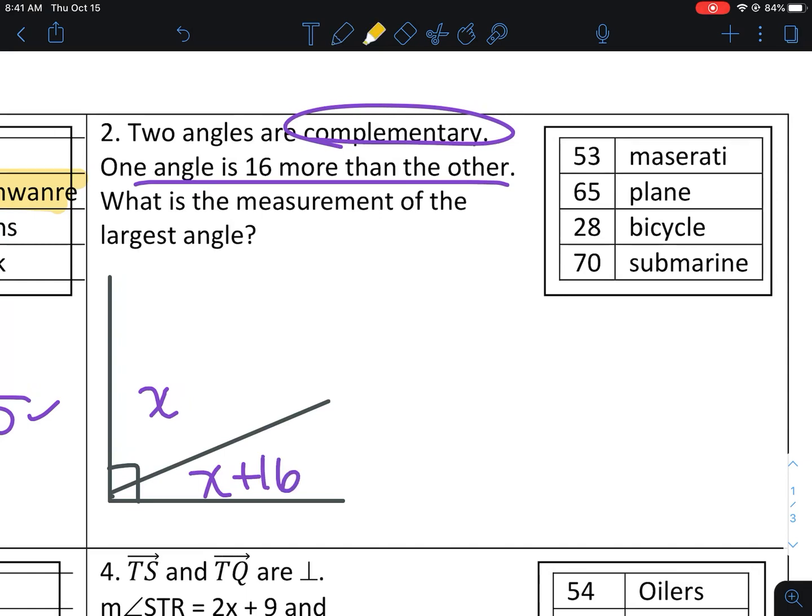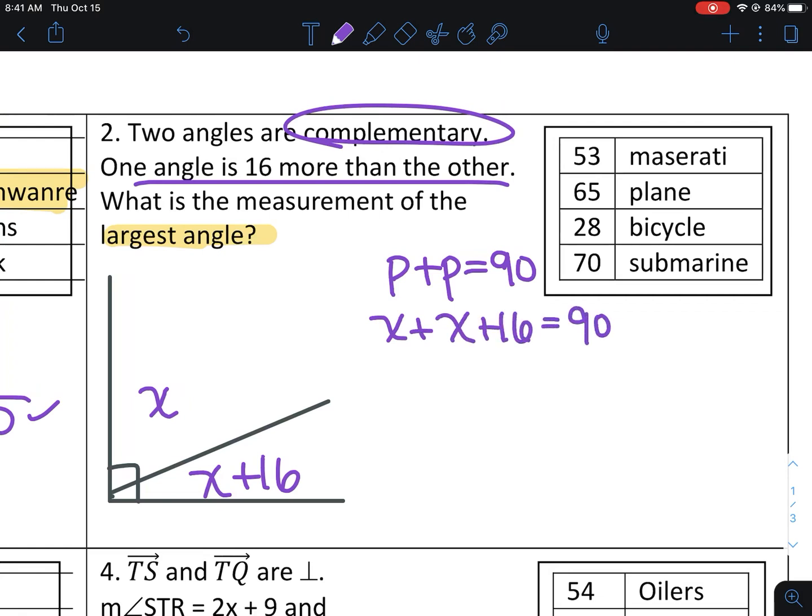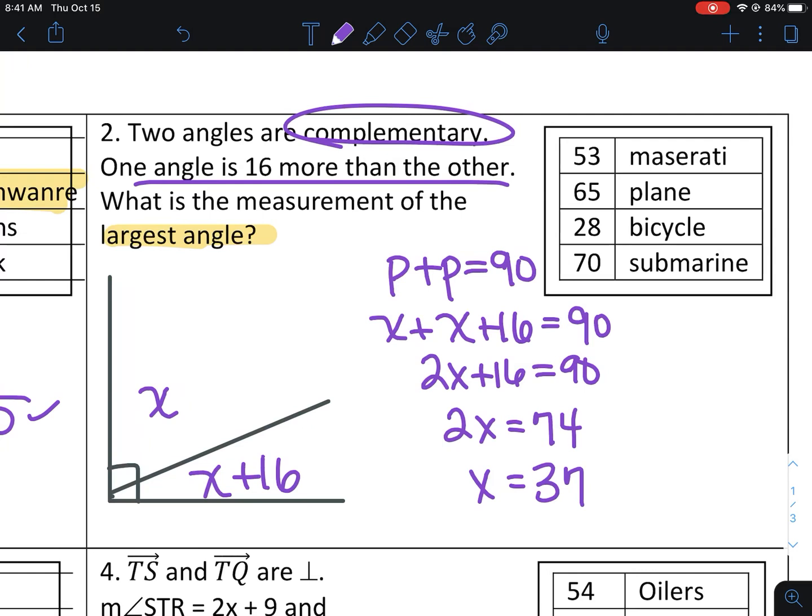All right, now this one also asks for the measurement of the largest angle. So same thing, part plus part equals 90, because again, this is complementary. And then just write your equation, and you can use NSolve to figure out x, or you can solve it by hand like I'm doing here. That gives 74. And divide that by 2, we get 37.